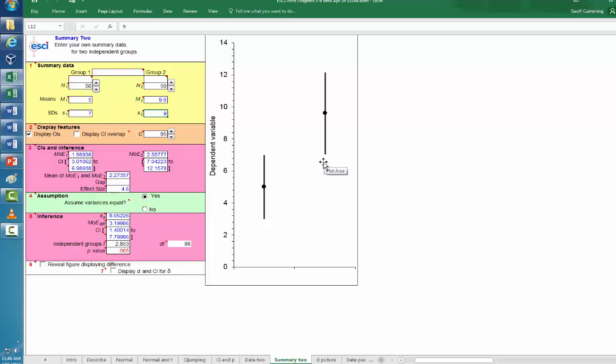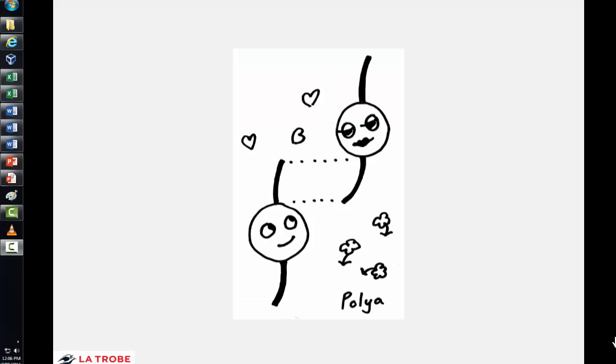If you are on top of that rule, well, then you are ahead of most of the world. So enjoy. Yes, if you overlap sufficiently, you're not significantly different.